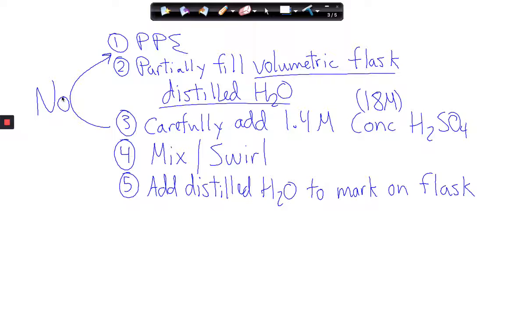No, because remember, even 18 molar sulfuric acid is still mostly water, right? So they absorb heat similarly. The difference is that you want most of what's absorbing the heat to be water and not acid. Is that okay? So guys, how are we doing? Is this sitting okay? Okay.